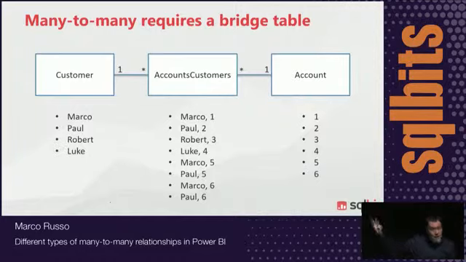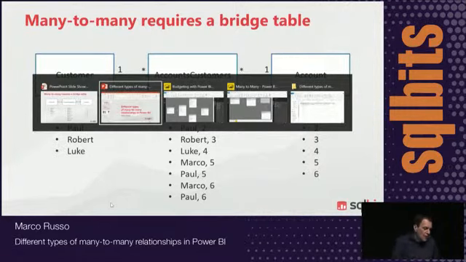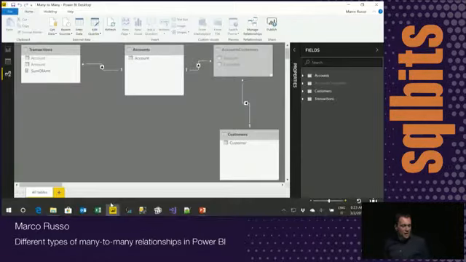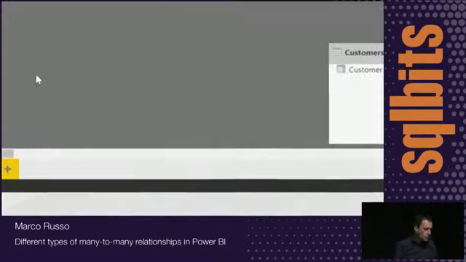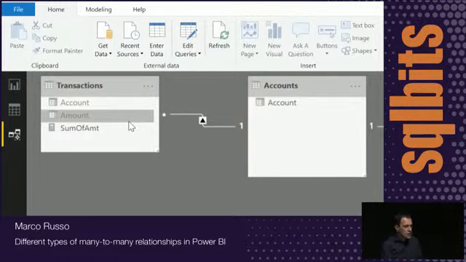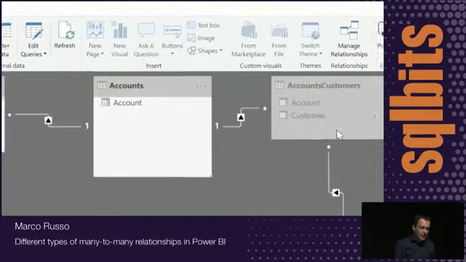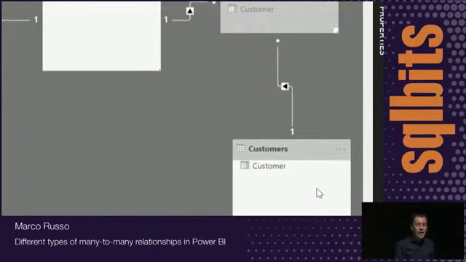If I import these three tables in Power BI plus an additional table with the transactions, summing all the transactions, I will get the balance amount of the account. And so this is what I have here in this model that I'm going to show you. We have my transactions here, which is just a table that has account and amount. We have a table accounts, we have a table accounts customers, and we have a table customers.